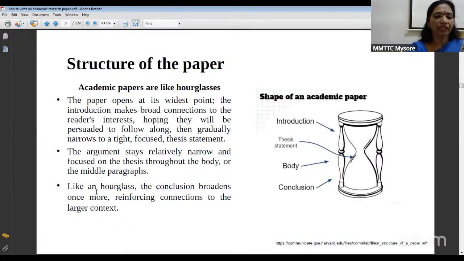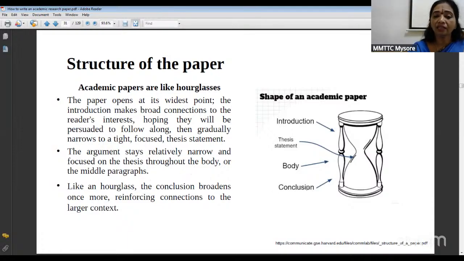Like in an hourglass, the conclusion broadens once more. So you see, the introduction also makes broad connections to the reader's interest, hoping they will be persuaded to follow along. Then it gradually narrows to a tight-focus thesis statement, because whatever you are adding is very small. Compared to whatever is available in the literature, the argument stays relatively narrow and focused on the thesis throughout the body, or the middle paragraphs.